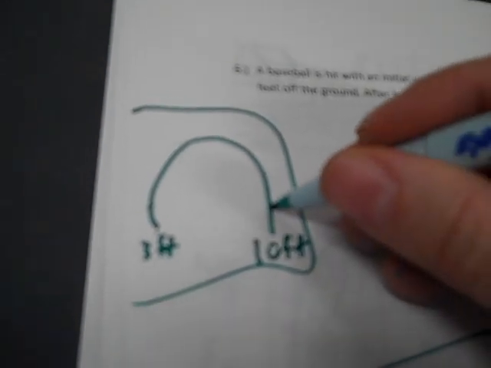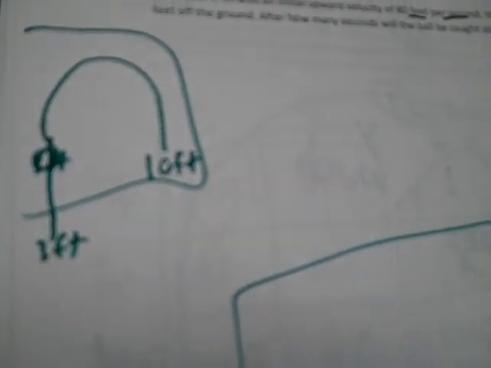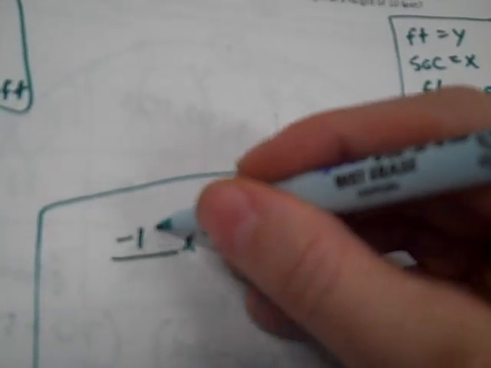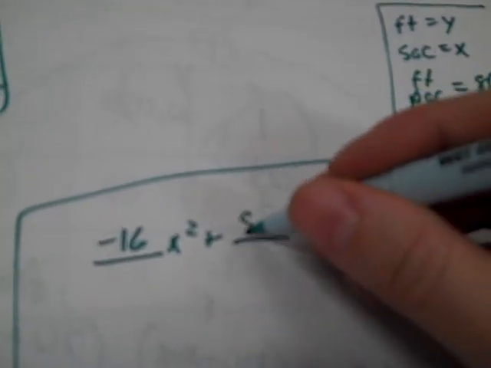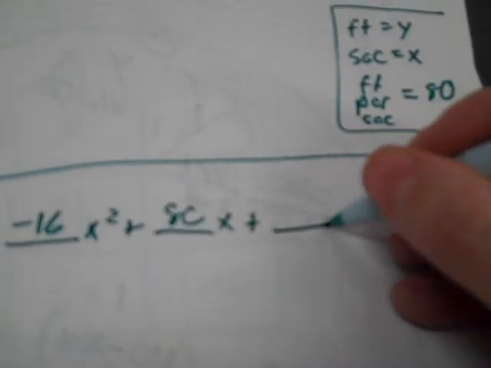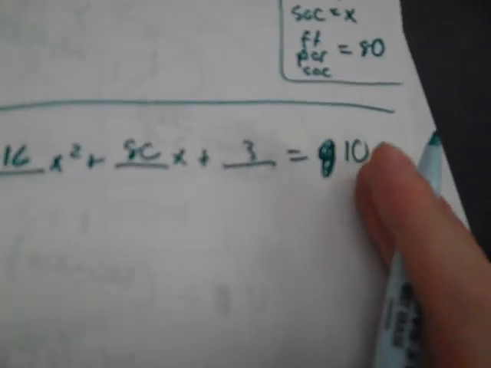Okay. Actually, it'd be up higher, I guess, if you want to get particular. 3 feet's down there, 10 feet's here, but that's fine. It doesn't matter. Okay, so this is gravity. And you know, you got negative 16 there. Now your x is the velocity, 80x. And then the constant is your starting height of 3, equals y, but y is going to be replaced with 10 feet. Feet's a y value, so 10 takes the place of the y.